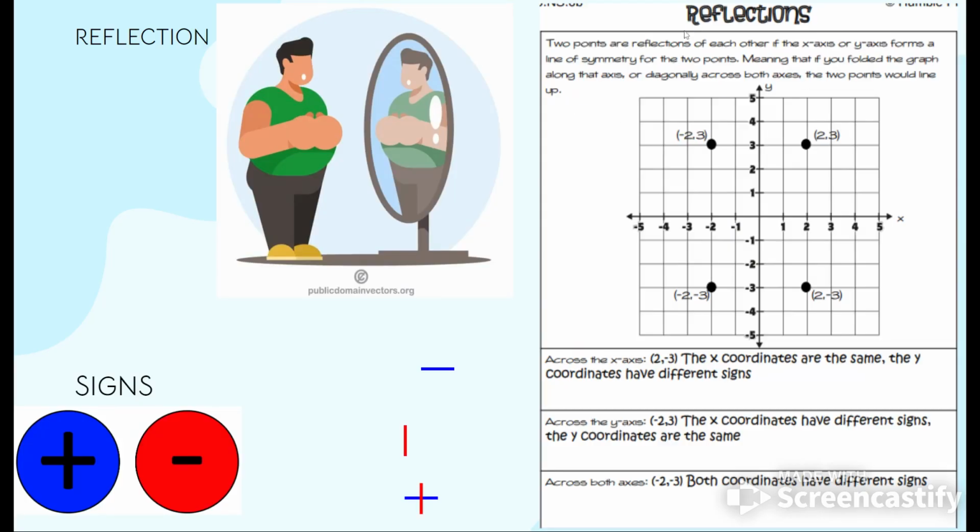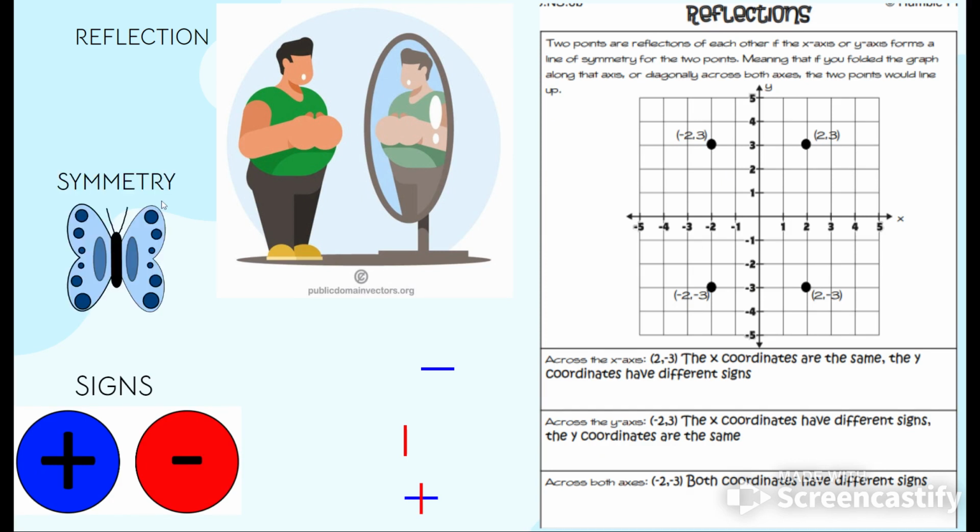All right, so here's your reflections note page. On the top, it has a coordinate plane here with some different locations. And first, I'm going to talk about a reflection. When we think about reflections, we think about looking at ourselves in the mirror, like a reflection, right? The reflections we're talking about today on the coordinate plane are symmetry reflections.